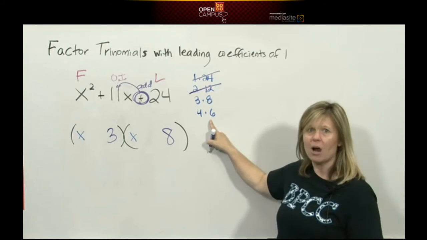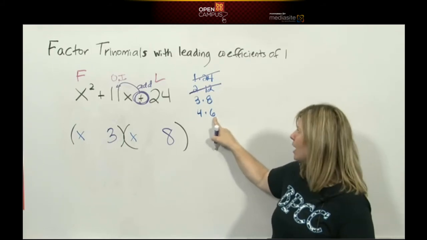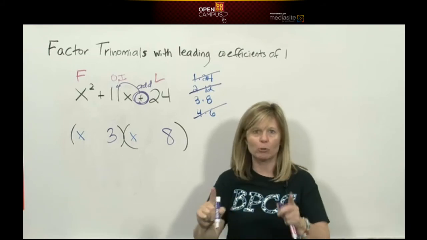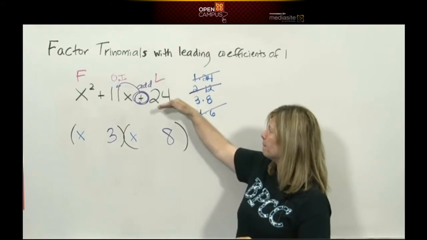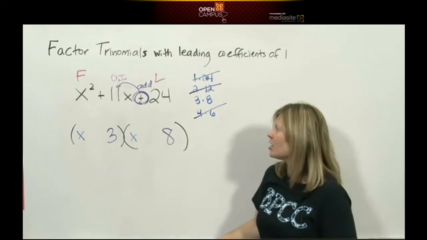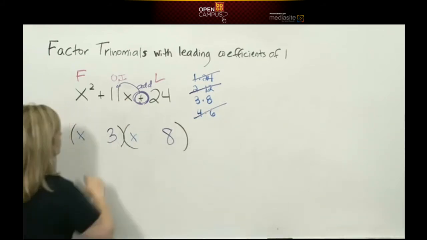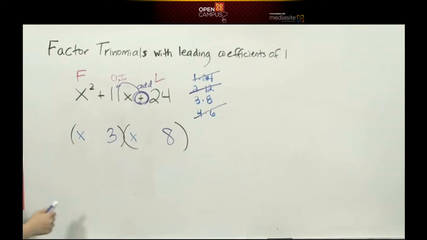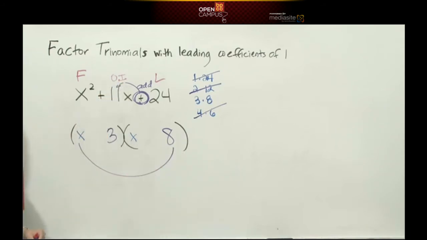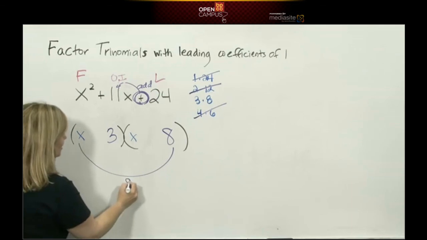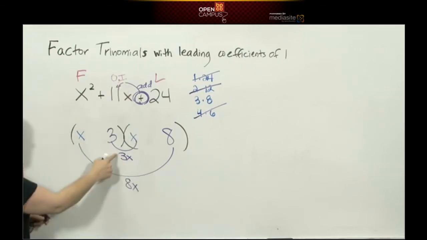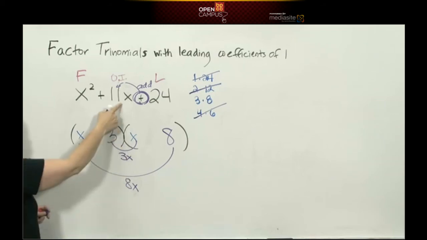Even if you want to check the other option, 4 and 6, 4 and 6 will not work. It only adds to 10. There's going to be only one set of numbers that does both jobs. You need a set of numbers that multiply to the last term and then add to the middle term. Now you're going to say, well, how do we get an 11x? Well, just remember, this is made with the outers and the inners. Here are the outers. What's x times 8? Oh, that's 8x. Inners, what's 3 times x? That's 3x.